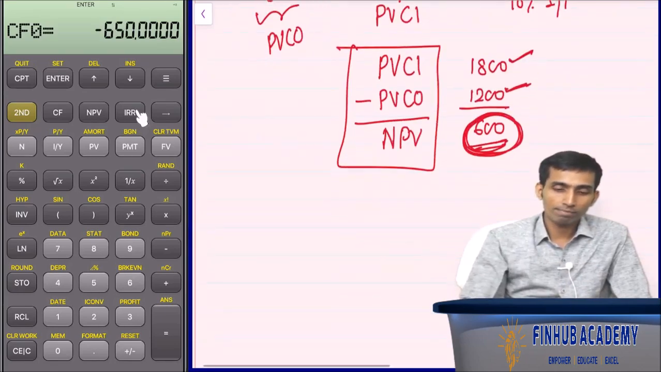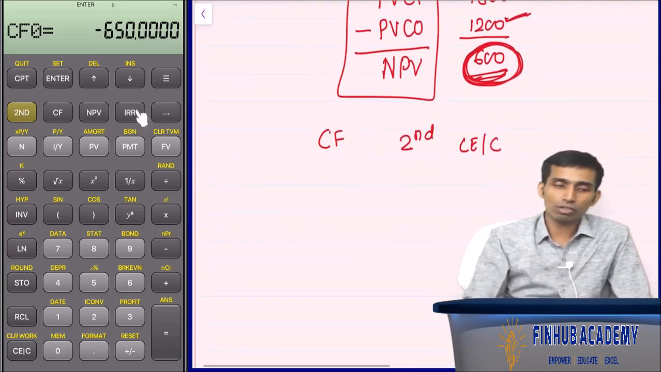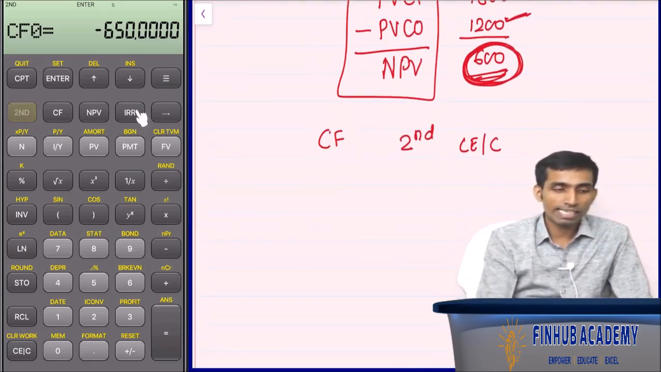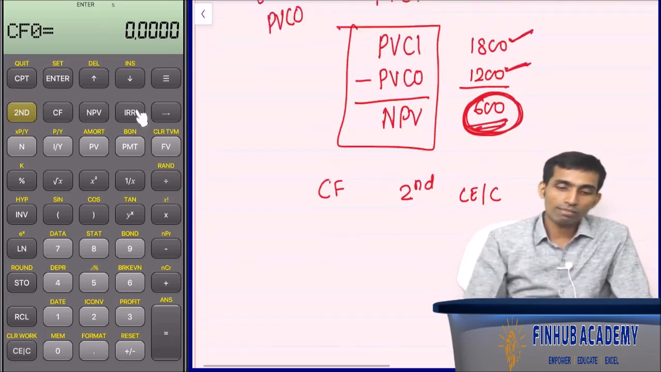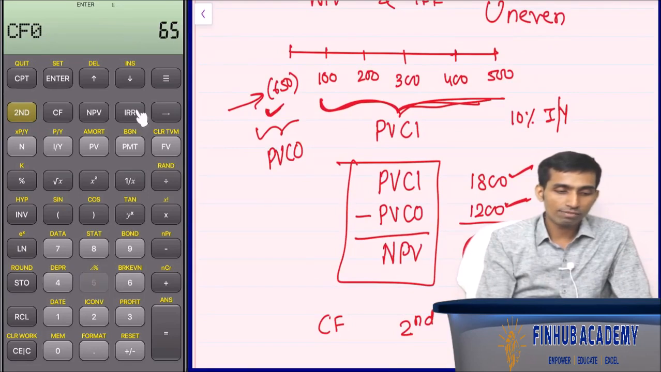What I did, I pressed CF. And when you press CF, those who have already used the calculator, press second CEC, that is cancel. It will clear all your work. Again I'll do it. Second CEC, and it clears the work. Correct? Now I'll feed this 650, plus minus, enter, down, 100, enter, down.